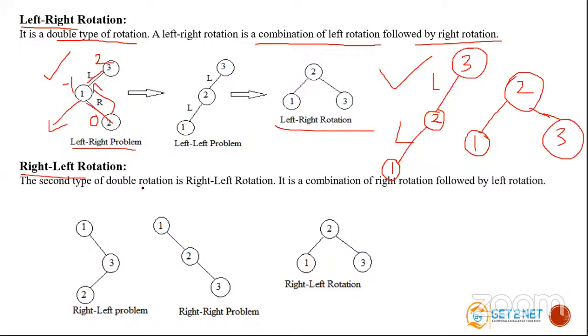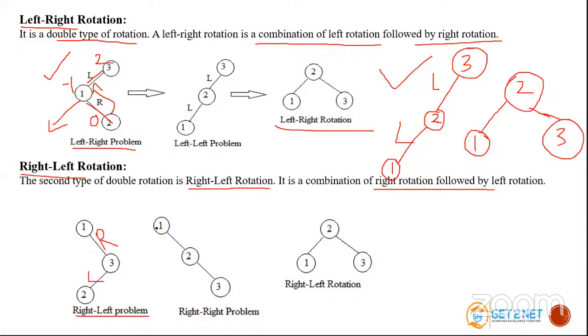Next is our right-left rotation. The second type of double rotation is right-left rotation. It is a combination of right rotation followed by left rotation. Like in the previous part, there was a left subtree, and to the left subtree there was a right subtree. Here, there is a right subtree, and to the right subtree there is a left subtree. So that is what we call the right-left problem.